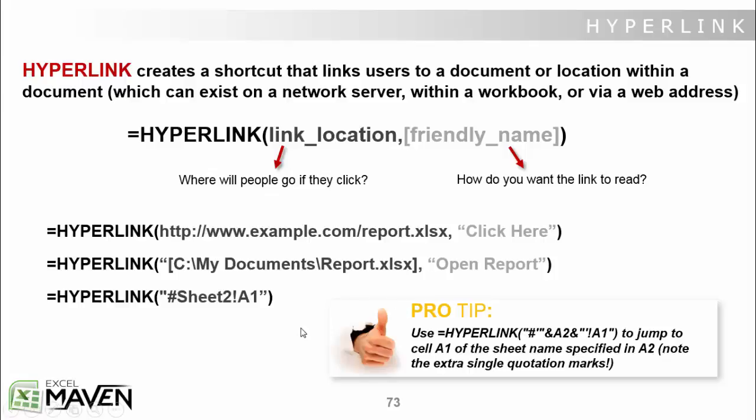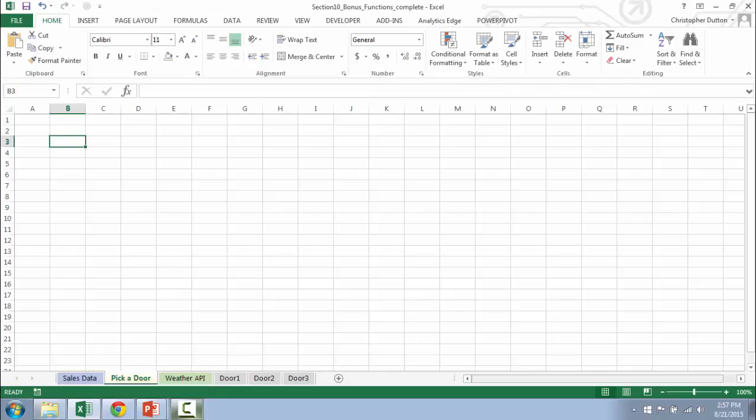So a pro tip here that I find really helpful with hyperlink is this very specific string, which allows you to jump to cell A1 of the sheet name specified in A2. That allows you to change the value or the text string in A2 and drive people to different locations in your worksheet dynamically, which is very cool. The only catch is it's a lot of single and double quotation marks that are very easy to screw up. So let's jump into Excel and see if we can get this thing right.